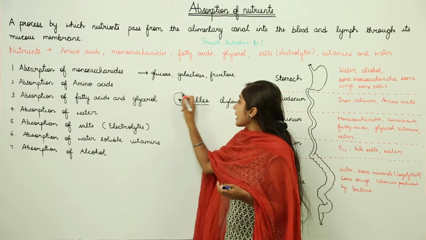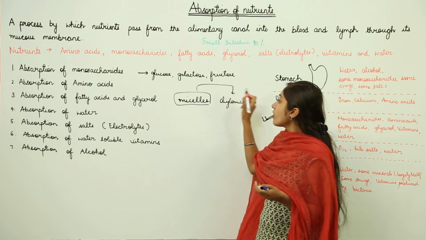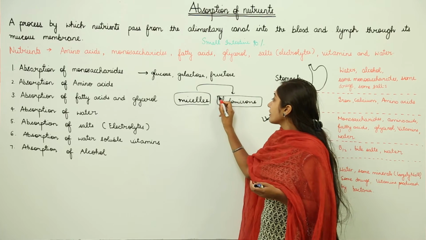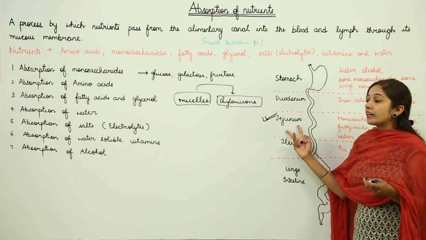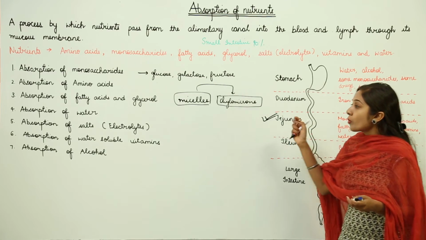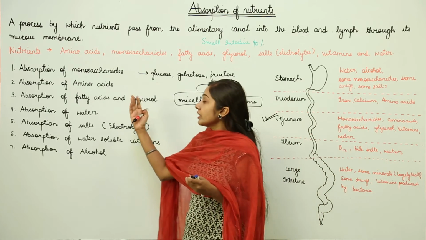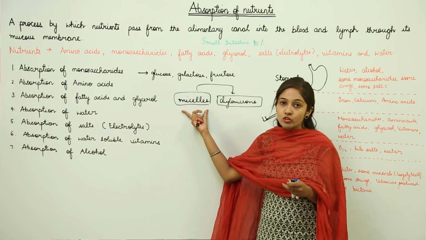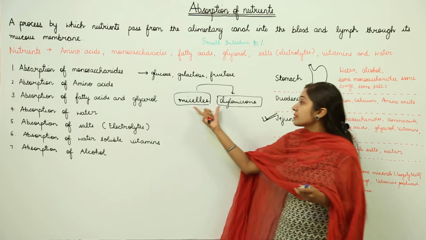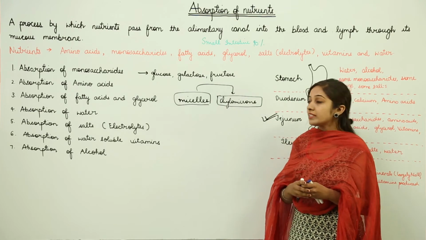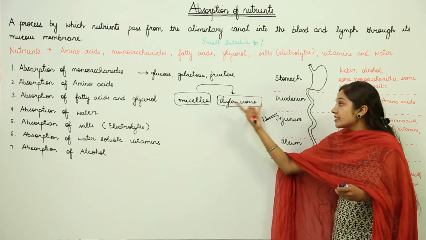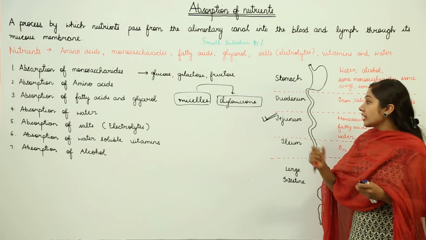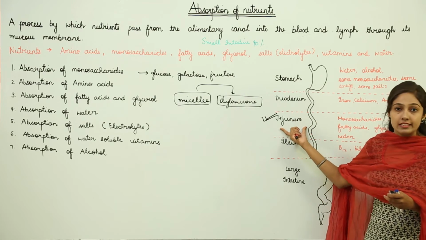Now these micelles are converted into very small fat droplets, which we call chylomicrons, that are absorbed in the jejunum part of the small intestine, right. So for the absorption of these water insoluble molecules, they need to be converted into these aggregates that we call micelles, and then these micelles are converted into very small fat droplets that we call chylomicrons. This is how, in the form of these chylomicrons, the fatty acids and glycerol are absorbed in the jejunum part of the small intestine.